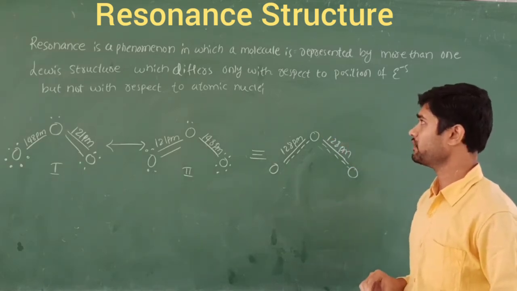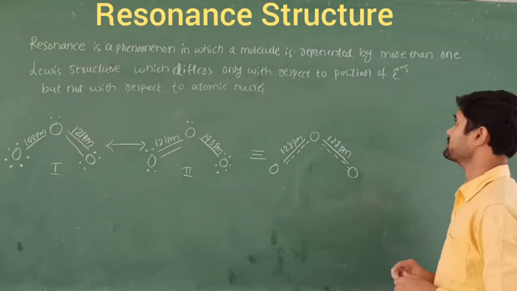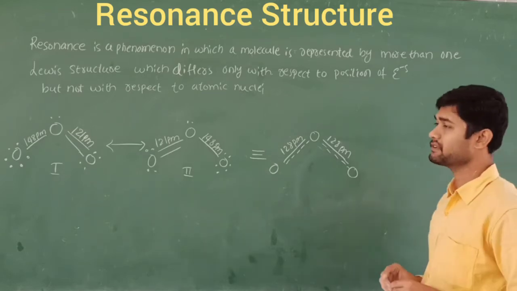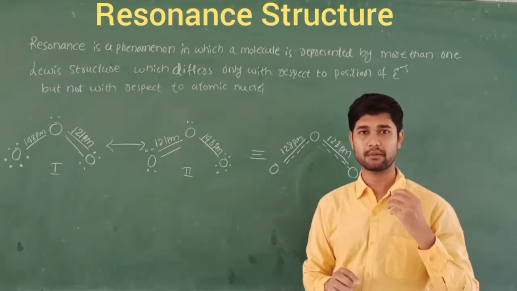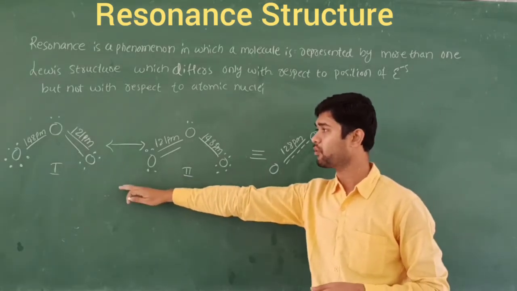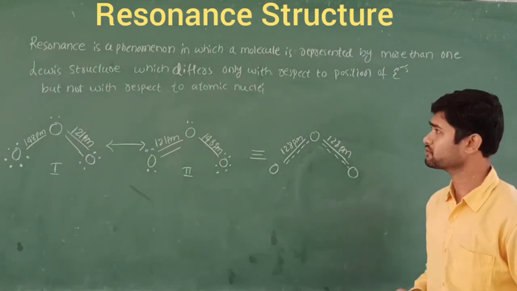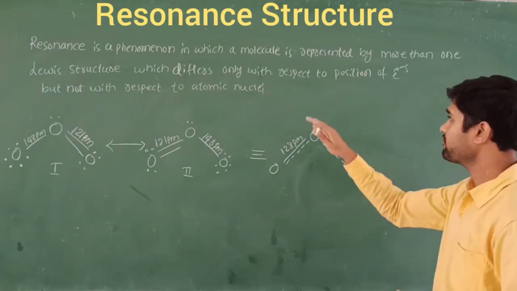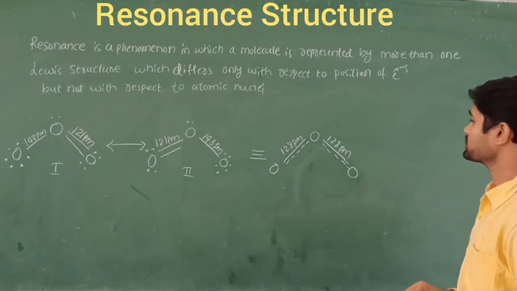Resonance is a phenomenon in which a molecule is represented by more than one Lewis structure. We are going to represent a compound with more than one Lewis structure. The best example is O3, the ozone molecule. These structures differ only with respect to the position of the electrons.